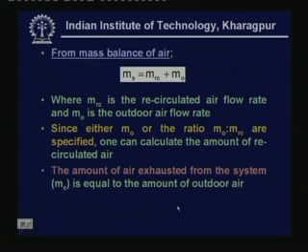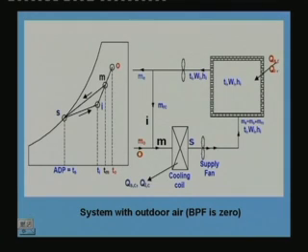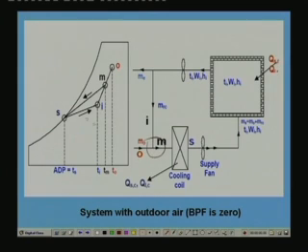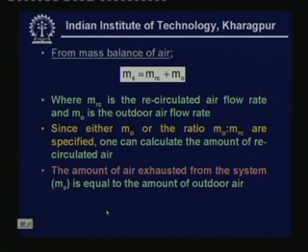This is already explained to you, and from mass balance of air, that means at this point if you are doing the mass balance, you find that m dot O plus m dot recirculated is equal to m dot S. Because the mass is coming from this side and it is getting mixed, and the total mixed air is going in this direction, where m subscript RC is the recirculated air flow rate and m subscript O is the outdoor air flow rate.